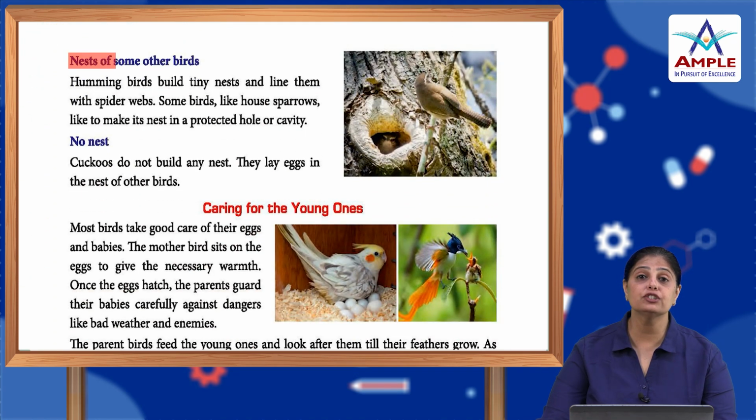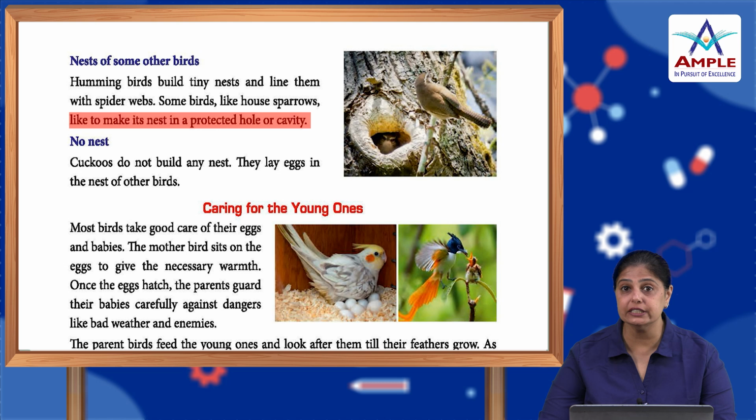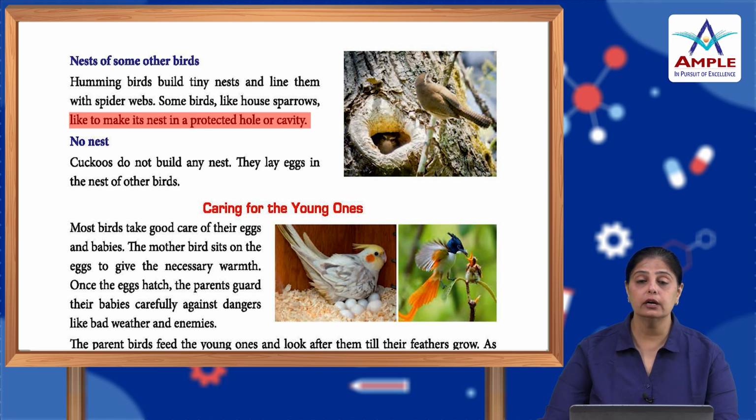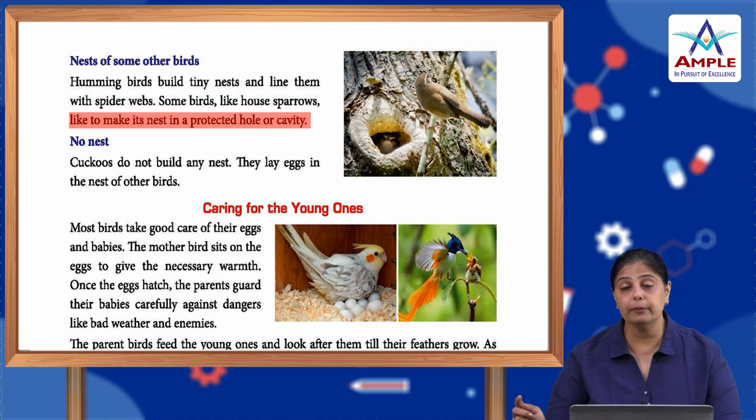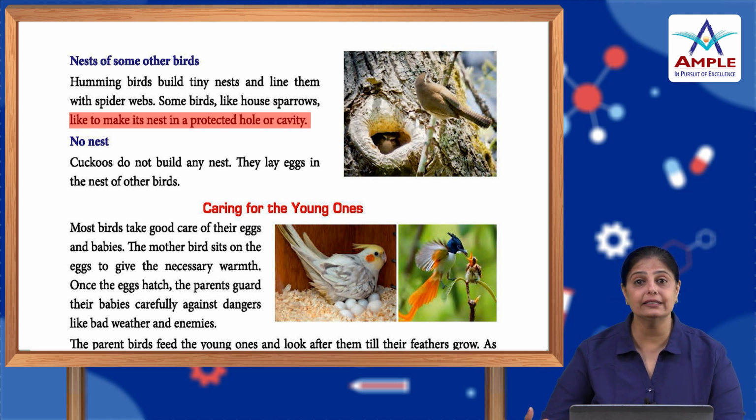Now, let's look at the nests of some other birds. Hummingbirds build tiny nests and line them with spider webs. Some birds like house sparrows like to make their nest in a protected hole or cavity. Now, hummingbirds are very small, and that's why they build tiny nests. And then they line it, that means they cover it with a spider web.